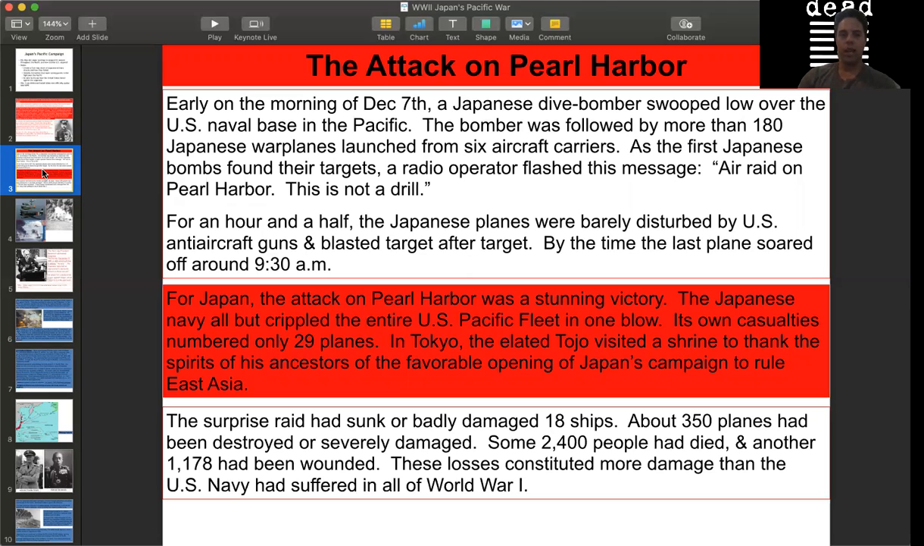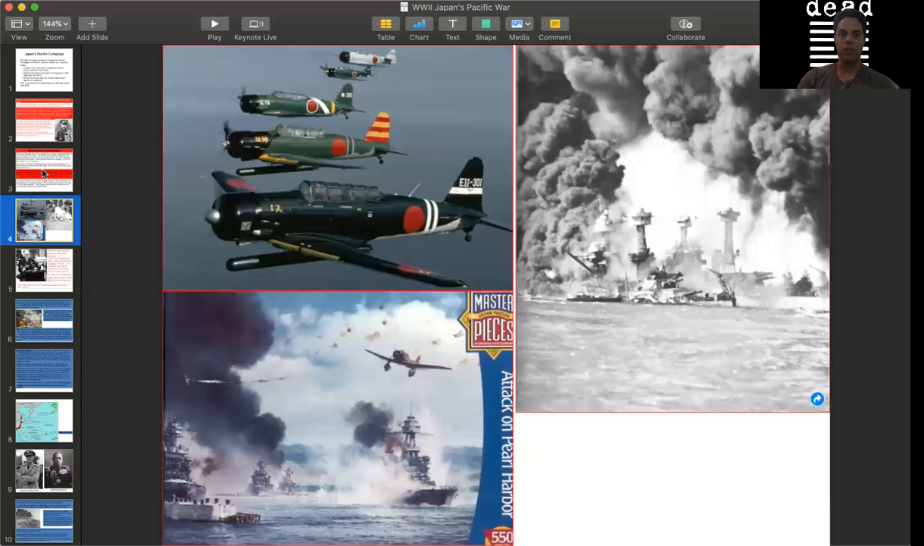Luckily, U.S. aircraft carriers were out on patrol or on a mission prior to the attack, and so were not damaged, which preserved the United States' ability to actually fight back. So here are pictures of the attack on Pearl Harbor and the sinking of ships such as the Arizona. And this is a picture of the Japanese plane. It was called the Japanese Zero. This would be their fighter plane in the war.